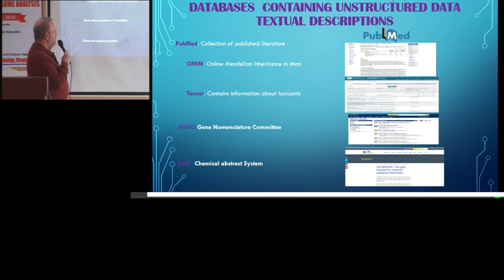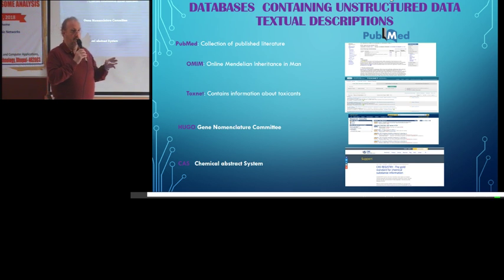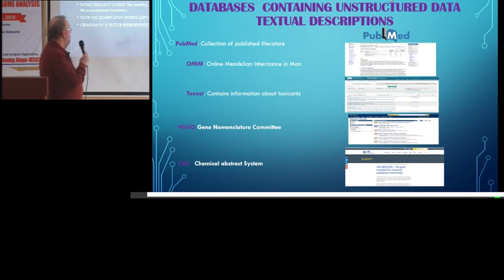The last is the Chemical Abstracts Registry that contains all the information about chemicals. Obviously, it contains chemical-physical properties, molecular descriptors, and other things, but it also has, in ToxNet, a field with textual information.